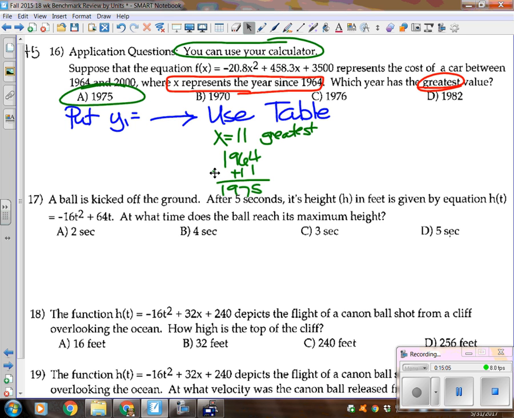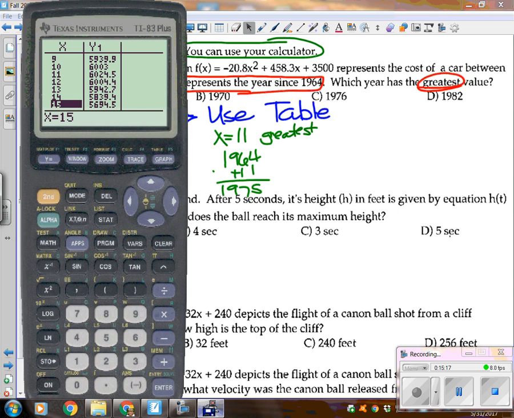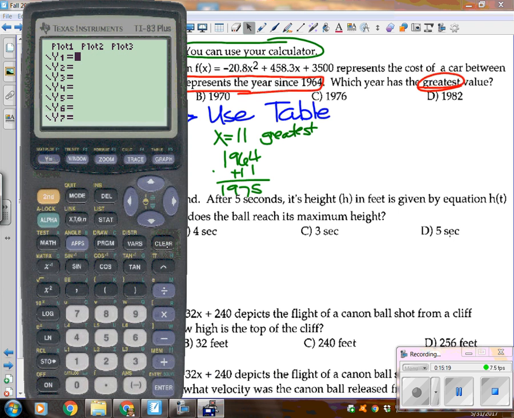All right. Number 17, the ball is kicked off the ground. After 5 seconds, its height is given by the equation negative 16t squared plus 64t. At what time does the ball reach its maximum height? We can do this with our calculator. Go to Y1, clear out the old equation. So here's what I'm going to do.